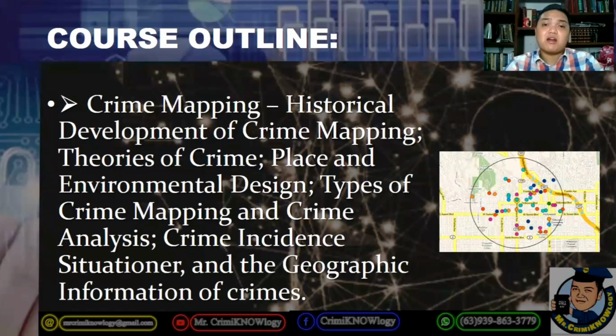And also crime mapping, which covers the historical development of crime mapping, the theories of crime, place and environmental design, types of crime mapping, and crime analysis. Talking about crime incidents, situationer, and the geographic information of crime. More on data.